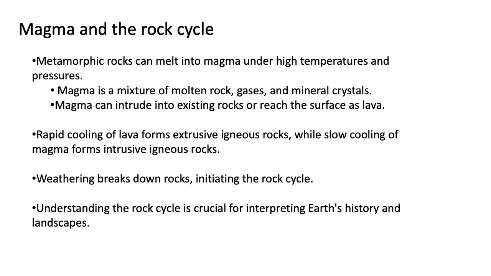If metamorphic rocks are subjected to even higher temperatures and pressures, they can reach their melting points and transform into molten material called magma. Magma is a mixture of molten rock, dissolved gases, and solid mineral crystals. Magma can form through processes such as decompression melting, due to the decrease in pressure, flux melting, which is when water or other volatiles lower the melting point of the rock, and heat transfer from nearby magma bodies.